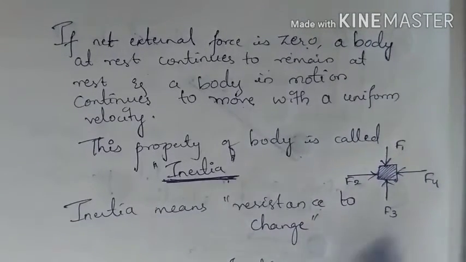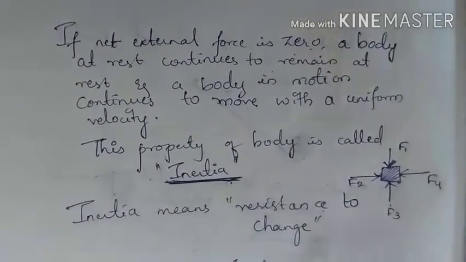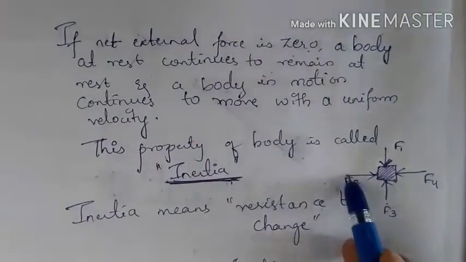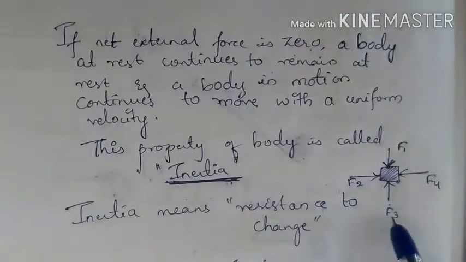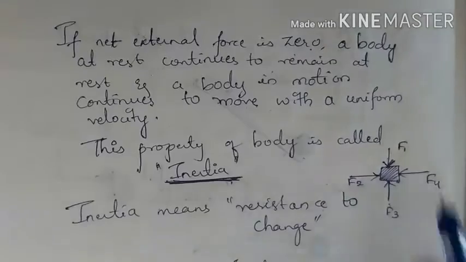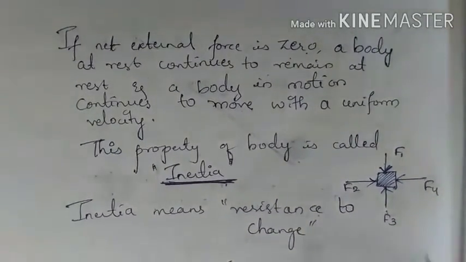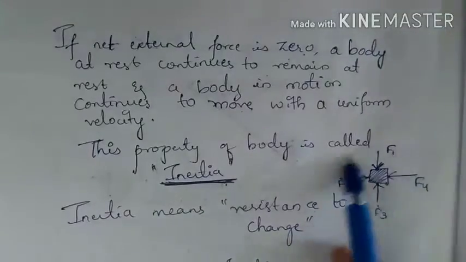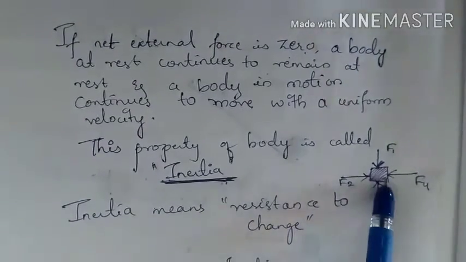Why? If you observe here, F1 is in the opposite direction of F3 and F2 is in the opposite direction of F4. So F1 cancels F3 and F2 cancels F4. So all these forces get cancelled and the net force on this object becomes zero. So this is what net force is.